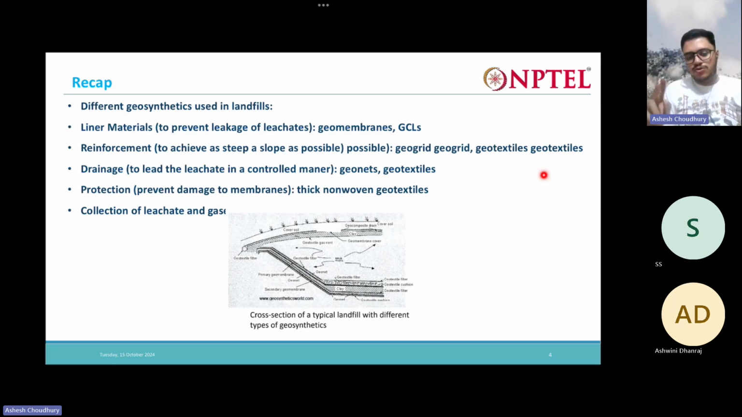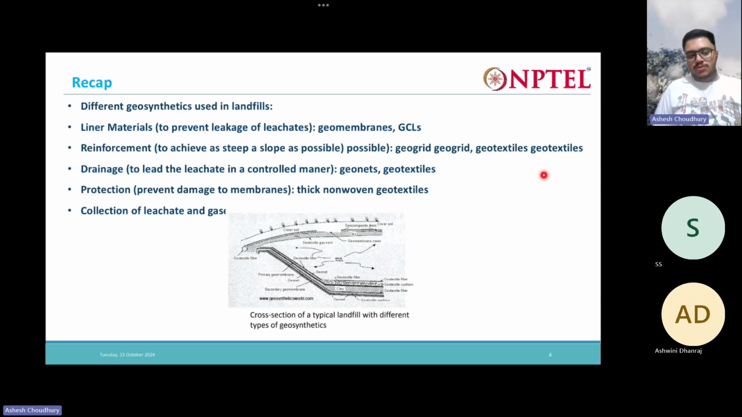Then we need reinforcement. You have the slopes of the landfill, and if they are too steep, or if we are dumping lots of waste over them, there are chances that the landfill slope may fail. So we sometimes need to reinforce the slopes. Then you need proper drainage, so that whatever gases or leachate try to seep out are carried through geonets and geotextile drains and finally drained into a larger under drain. So you need to design a drainage also.